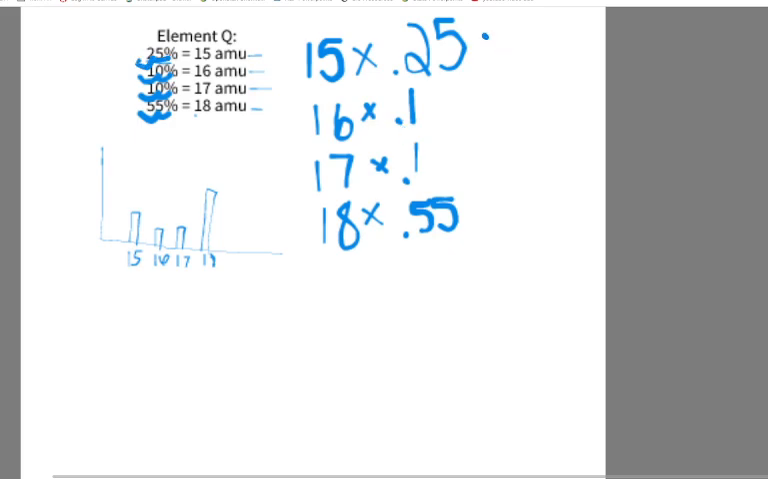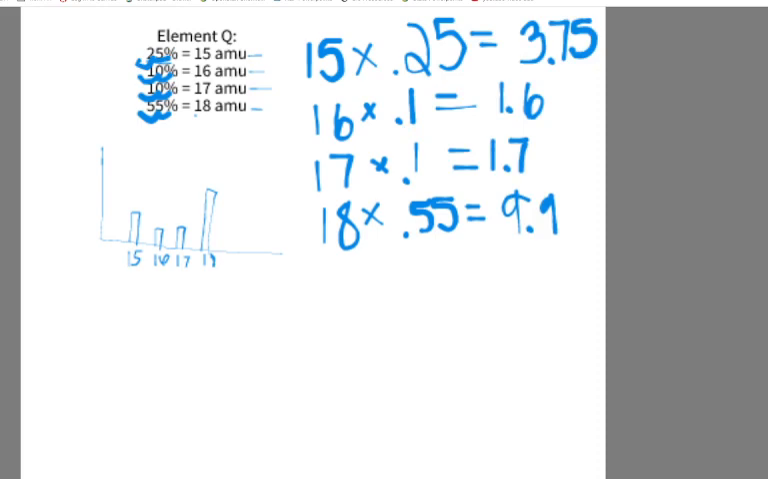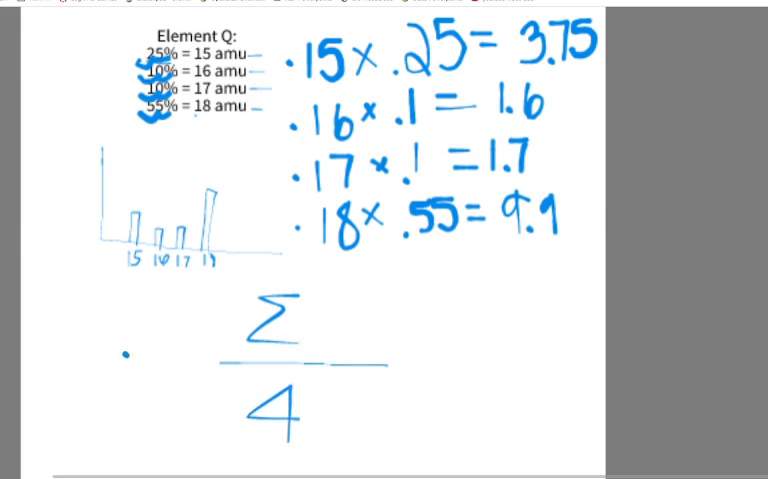Okay, I'm going to let you pause the screen so you can finish the math on this. Okay, hopefully you got the same answers as I did. So these would be what go on the sum on the top over, we've got 1, 2, 3, 4 isotopes over 4. And this would give us our average atomic mass found in nature.